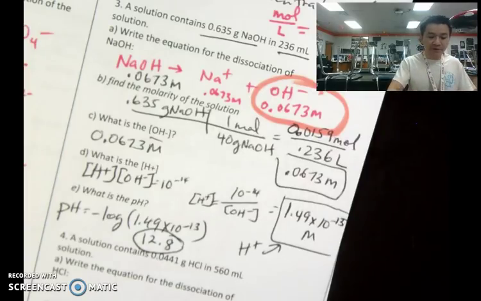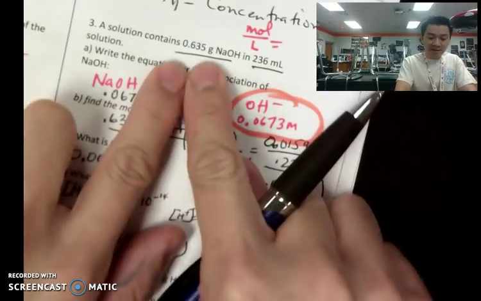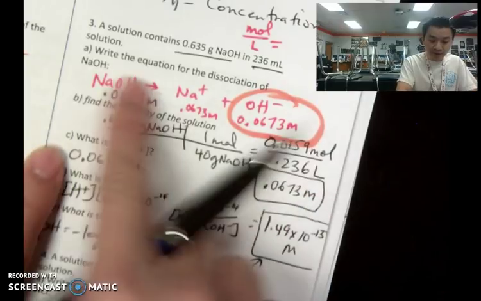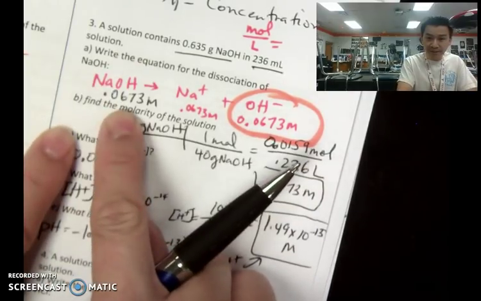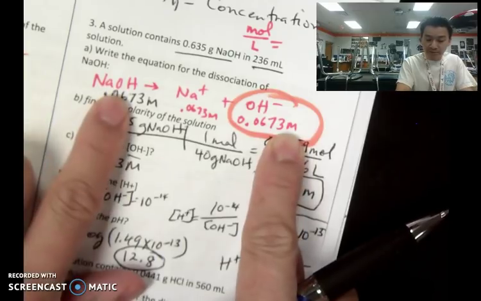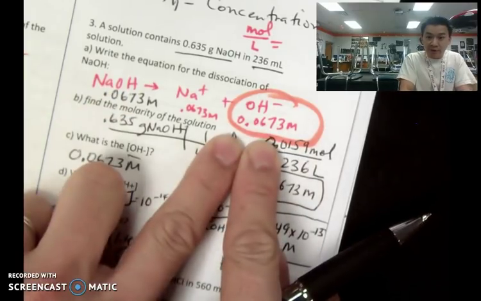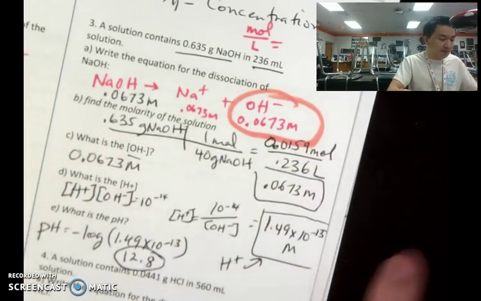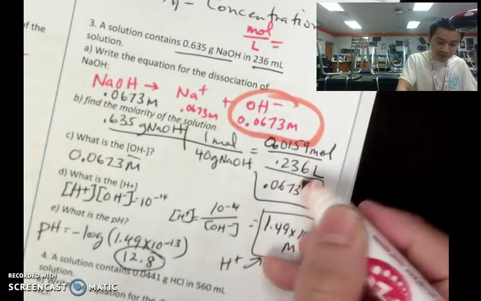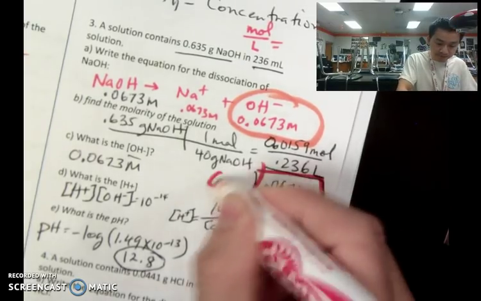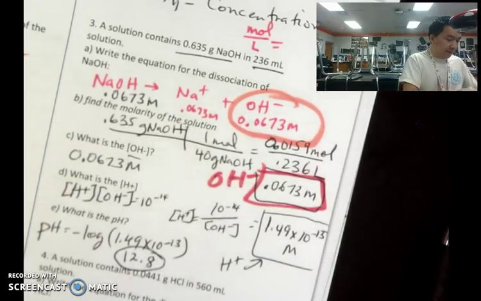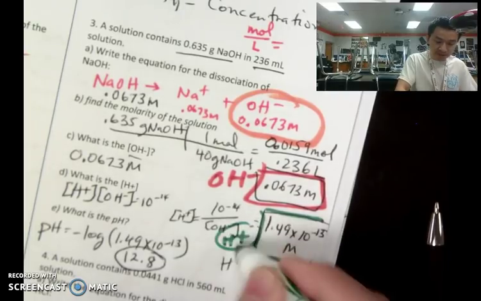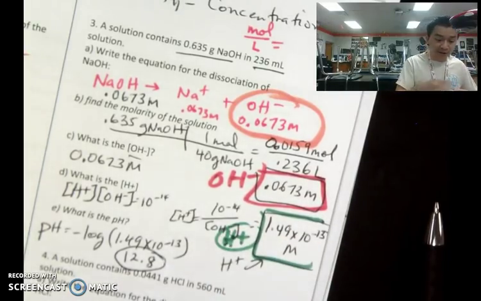Okay. So recap. First of all, I changed the mass to mole. Change the milliliters to liters to get the molarity. That is the molarity of the concentration of NaOH. It splits up into one OH. So then you have to just basically copy it over. The same concentration. And then that's your OH. You can find the H plus here. This is your OH. Okay. And then you find your H plus concentration there. And then you can find the pH.